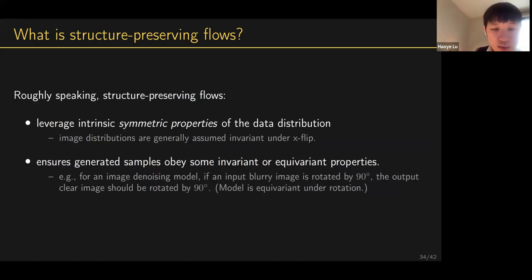So, for example, image distributions are always assumed to be invariant to X-flip, and that is the reason why we use X-flip for data augmentation when we train models. And what are equivariant properties? Let's consider an image denoising model, in which case we have a blurry image as input, and we expect the model to output a clear version of it. If the model is assumed equivariant, then if we rotate the blurry image by 90 degrees, we assume that the output clear image should be rotated by 90 degrees as well.